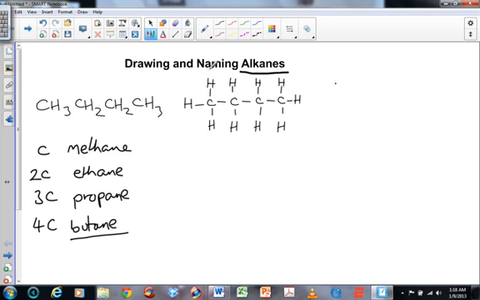The part about naming these that makes it more complicated is when you don't just have hydrogens coming off the carbons. What if we had something like this? What if I was to do this? This is what we have. And if I was to put all the hydrogens on here, you'd have to figure out how to name that. The first thing that you need to do is to look for the longest carbon chain.